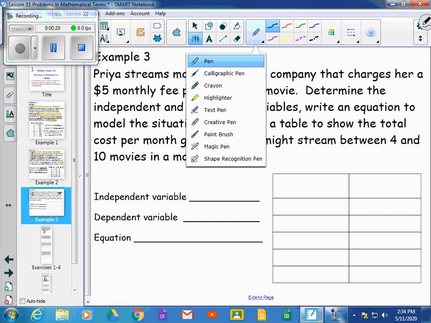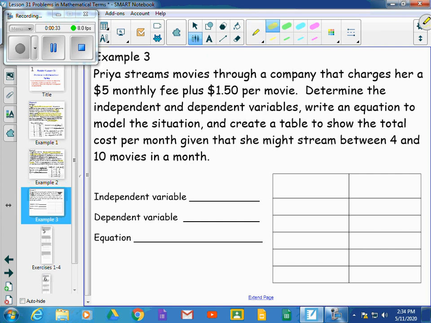So if we look at the information that we're given here, she streams through a company that charges her a $5 monthly fee. That means she gets charged $5 no matter how many movies she streams, plus $1.50 per movie. So the more movies she streams, you're going to have $1.50 for each of those, and then you're also going to add on the $5 fee.